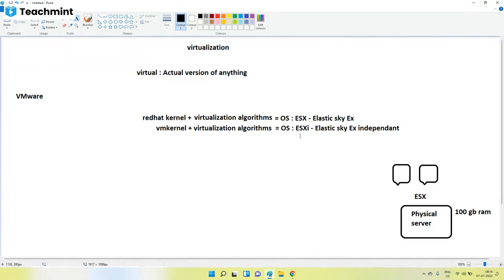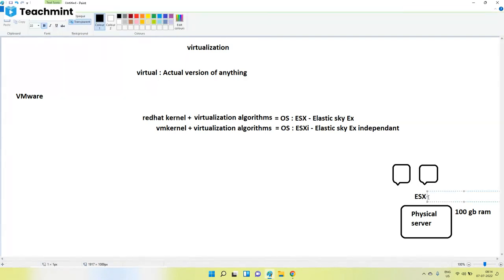Okay, you can take the notes. So ESXi: Elastic Sky X independent. They symbolically want to represent that it's not dependent on Red Hat anymore. But the features when you install ESX or ESXi work exactly the same way. You can create VMs, you can manage the resources, RAM, CPU, VM disk, everything exactly the same.